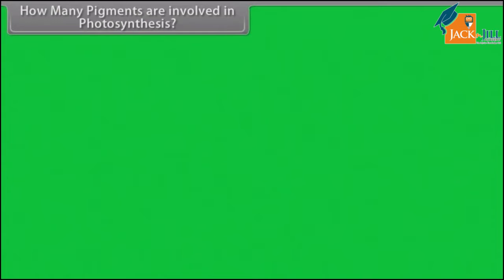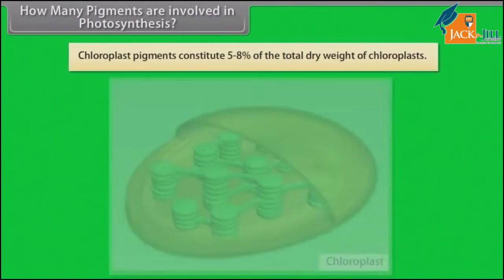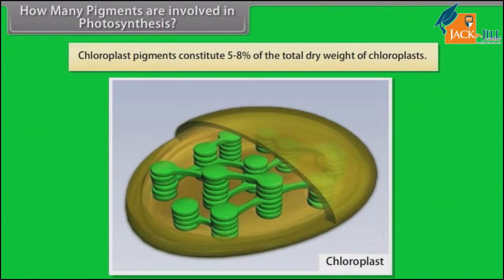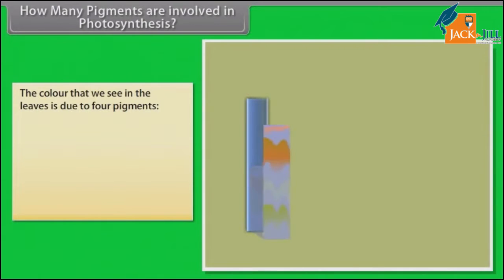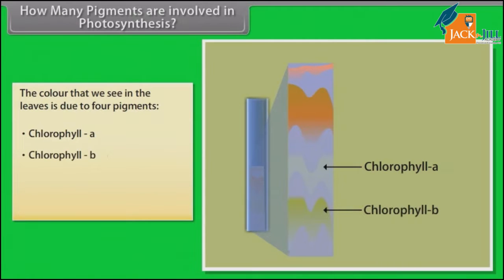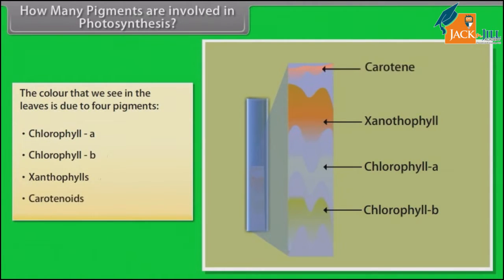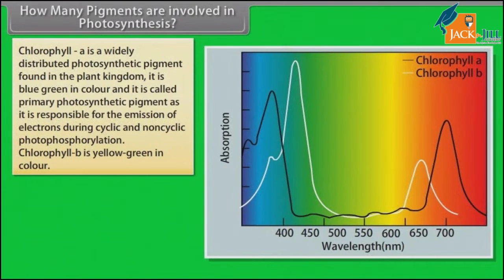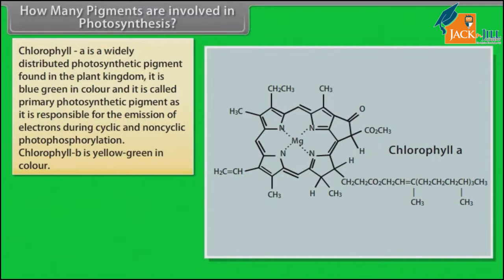How many pigments are involved in photosynthesis? Chloroplast pigments constitute 5 to 8% of the total dry weight of chloroplasts. The color that we see in the leaves is due to 4 pigments. They are chlorophyll A, chlorophyll B, xanthophylls, carotenoids. Chlorophyll A is a widely distributed photosynthetic pigment found in the plant kingdom. It is blue-green in color and it is called the primary photosynthetic pigment as it is responsible for the emission of electrons during cyclic and non-cyclic photophosphorylation.